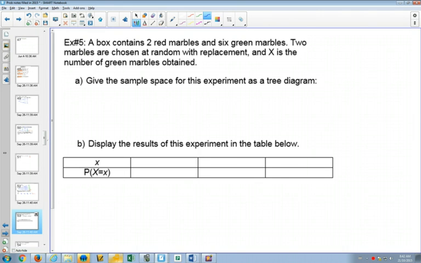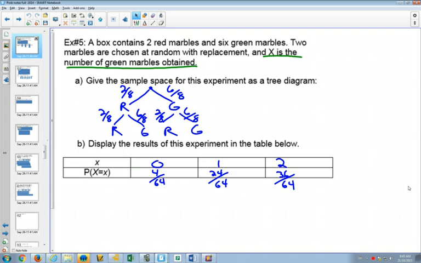So try this one. Draw out a sample space and a tree diagram, and then put the results in a probability distribution. And here our big X is the number of green marbles. So if you take out 2 marbles and replace the marbles, draw a tree diagram, and complete the distribution chart.